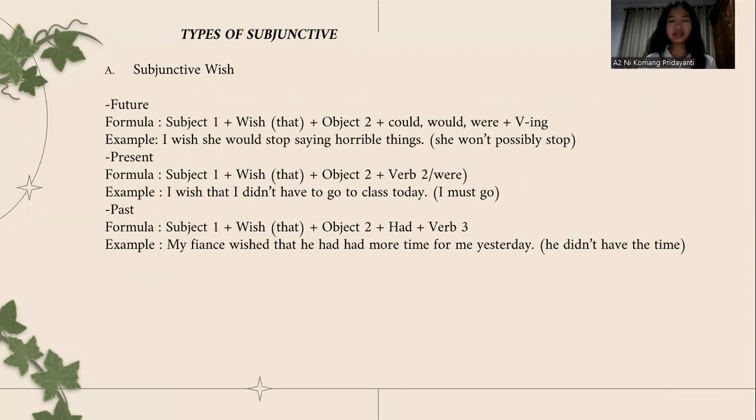And then for present, the formula is subject 1 plus wish or that plus subject 2 and then plus verb 2 or were. For the example, I wish that I didn't have to go to class today. And in the past, the formula is subject 1 plus wish or that plus subject 2 plus had and then plus verb 3. For the example, my fiance wished that he had more time for me yesterday.